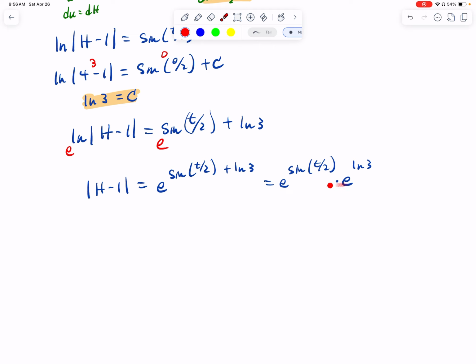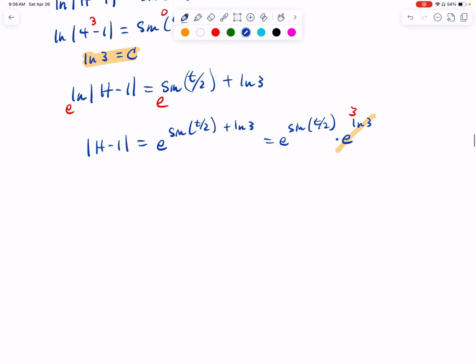Because when I'm multiplying with like bases, I would add the exponents together. And then this piece over here, these are inverses, giving me a 3 for that portion, which I'll just bring out front because it looks a lot prettier. So I've got the absolute value of h minus 1 is equal to 3 times e to the sine of t over 2. And then, oh my gosh, I got to get rid of my absolute value.